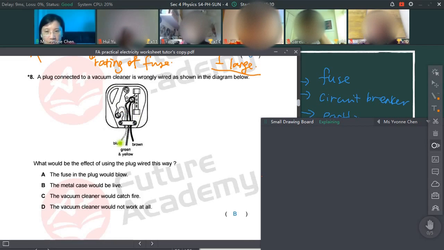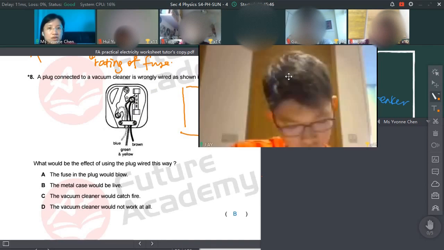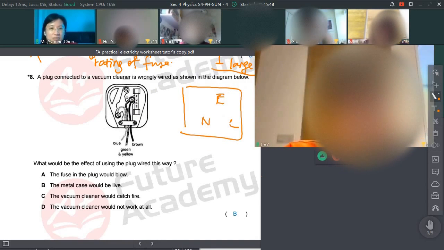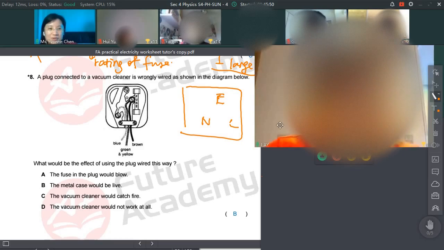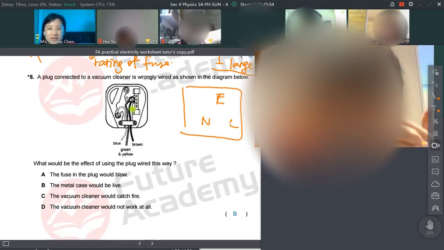It was wrong. Remember the connection is neutral wire, earth wire, and live wire. So what's the problem in the connection now? What's the problem in the wiring? Jonathan, what do you think? What's the problem? Like for question 8, which part of the connection is wrong?